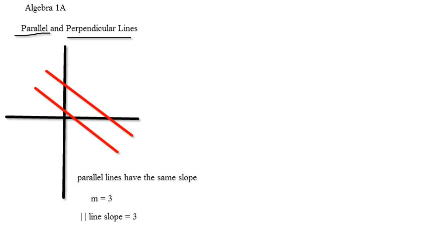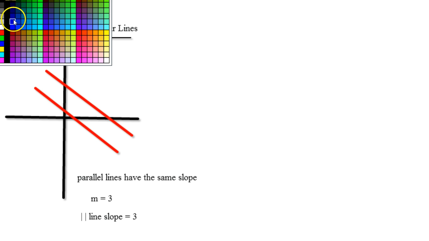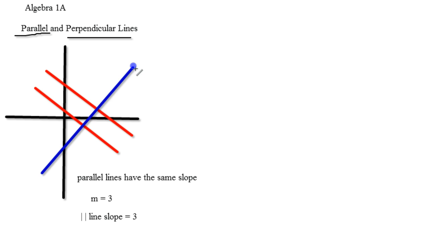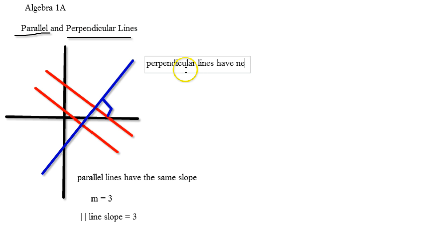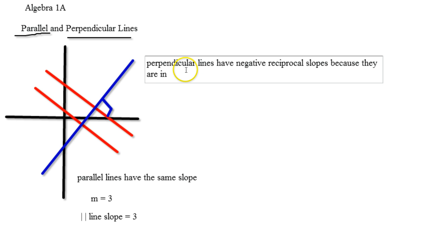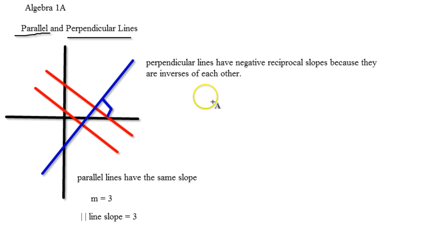Right, now perpendicular lines are going to cross at a 90-degree angle. Now they are negative. Perpendicular lines have negative reciprocal slopes because they are inverses of each other. In other words, they're kind of the opposite type thing.